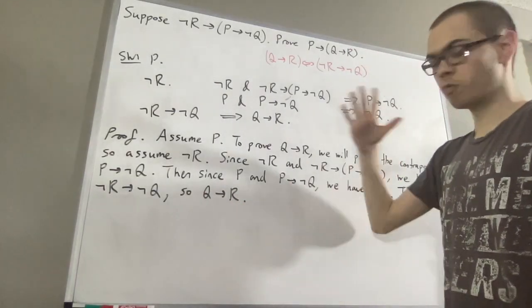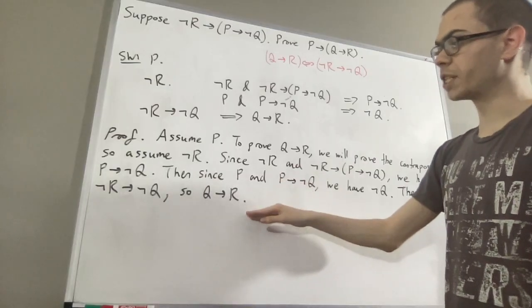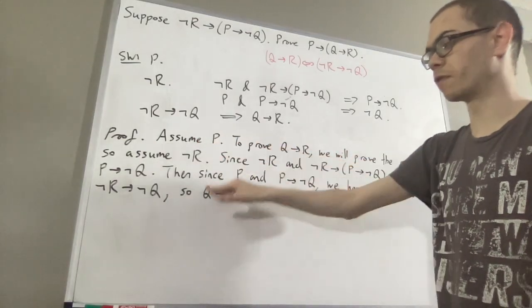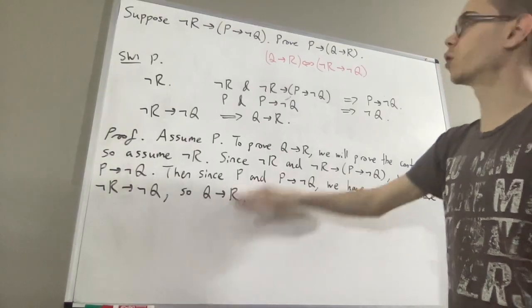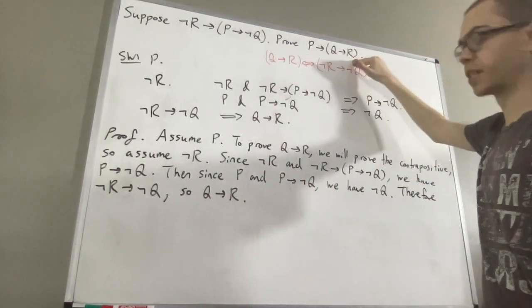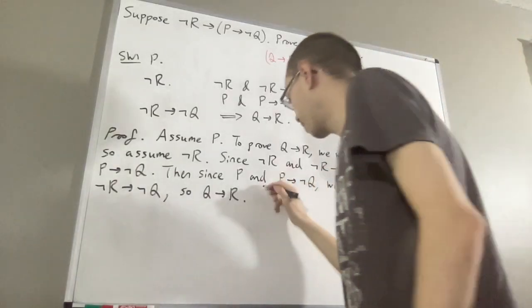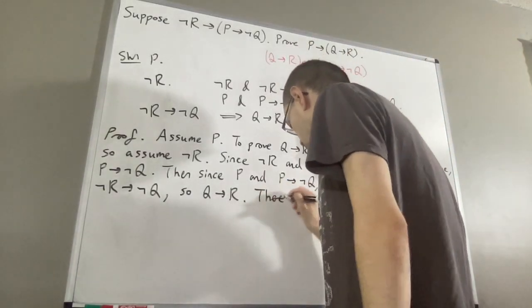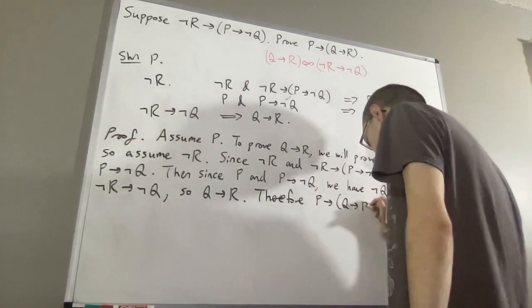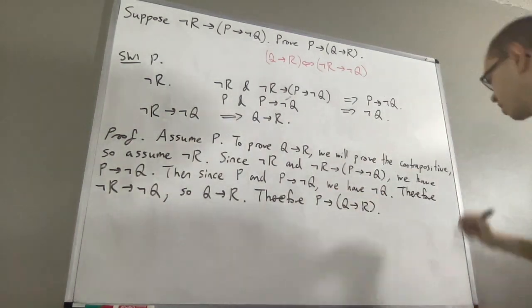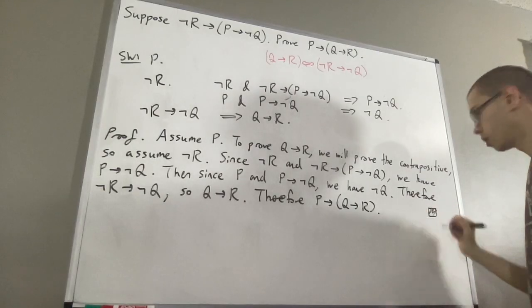So now, putting this all together, we see under the assumption that P is true, we have logically deduced if Q is true, then R is true, which means we have proven this conditional statement. So we can say, therefore, if P, then if Q, then R. So this completes the proof.